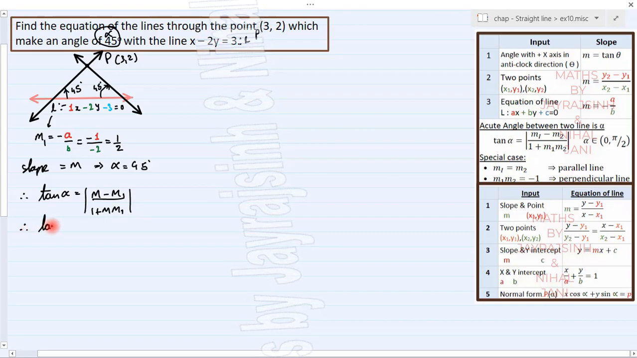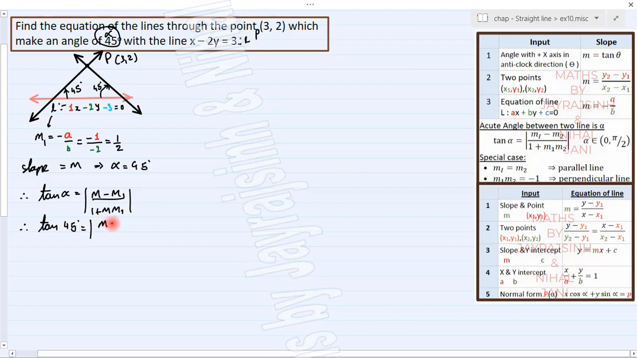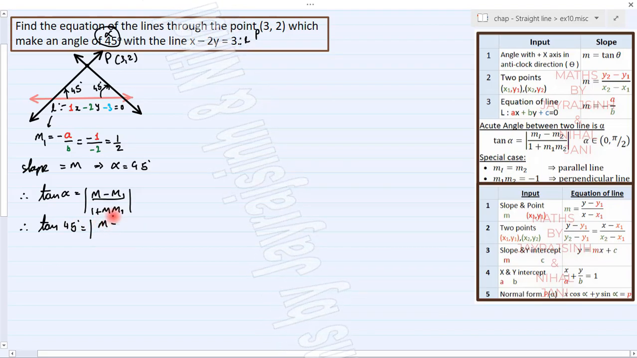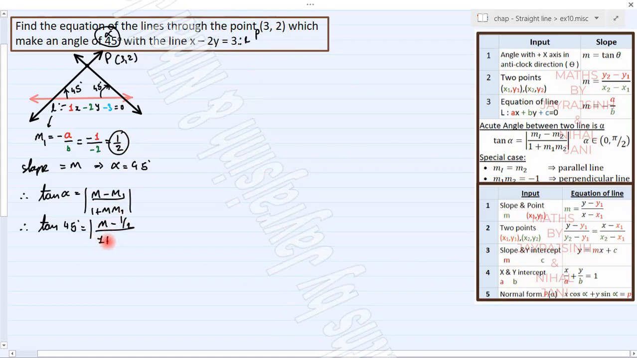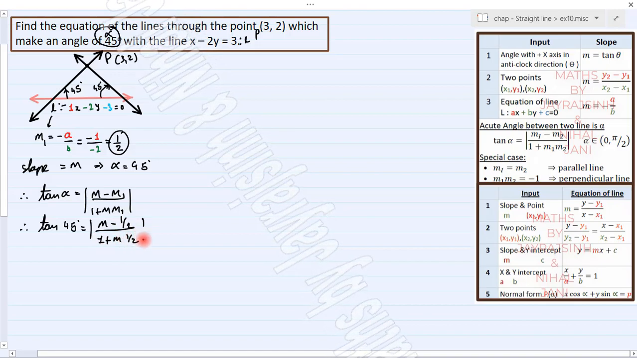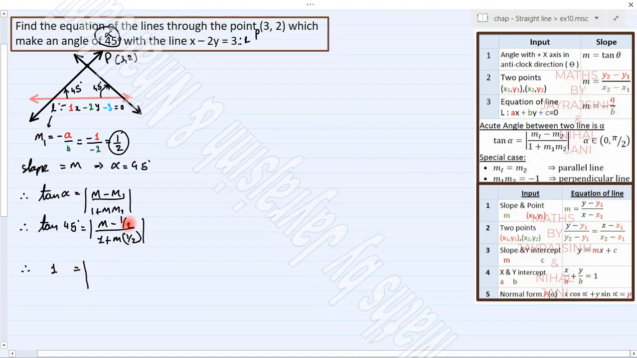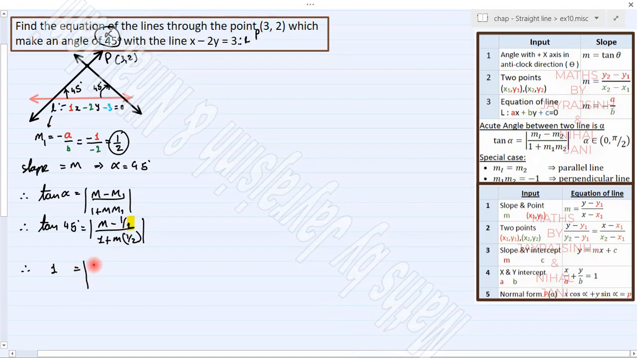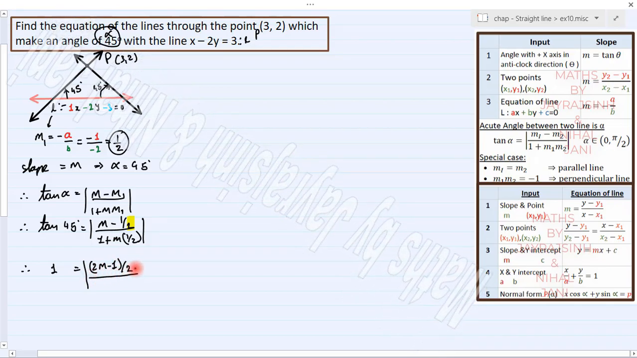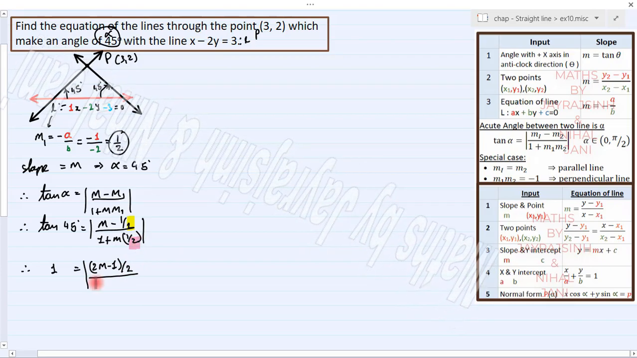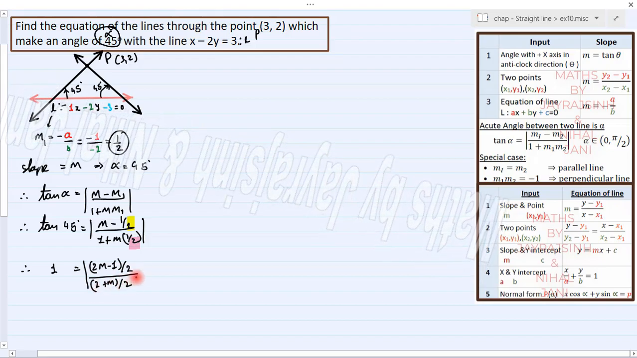where your angle is 45, your slope of the second line is unknown, and we found your m1 as 1 by 2. So you get 1 plus m into 1 by 2. Now, we know that tan 45 is 1 and here we have to take LCM of 2. So you'll get (2m minus 1) by 2 upon, in the numerator, we also have to take LCM of 2. So you'll get (2 plus m) whole divided by 2.